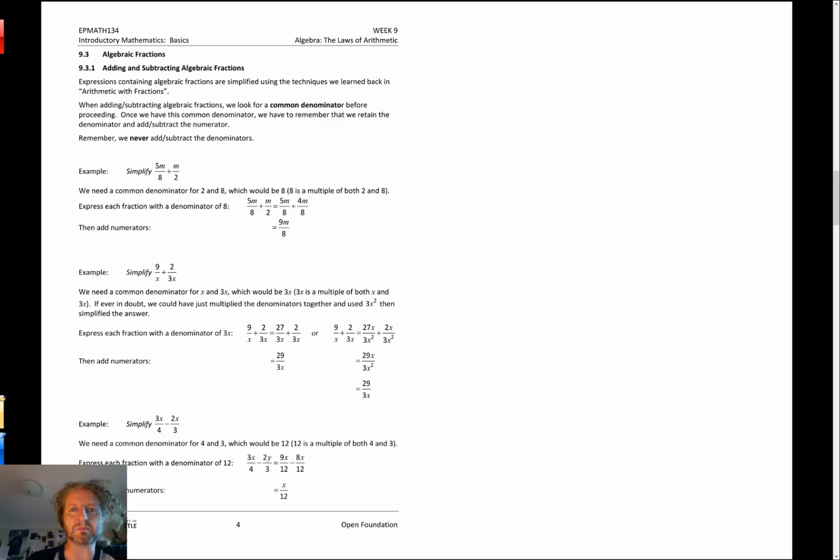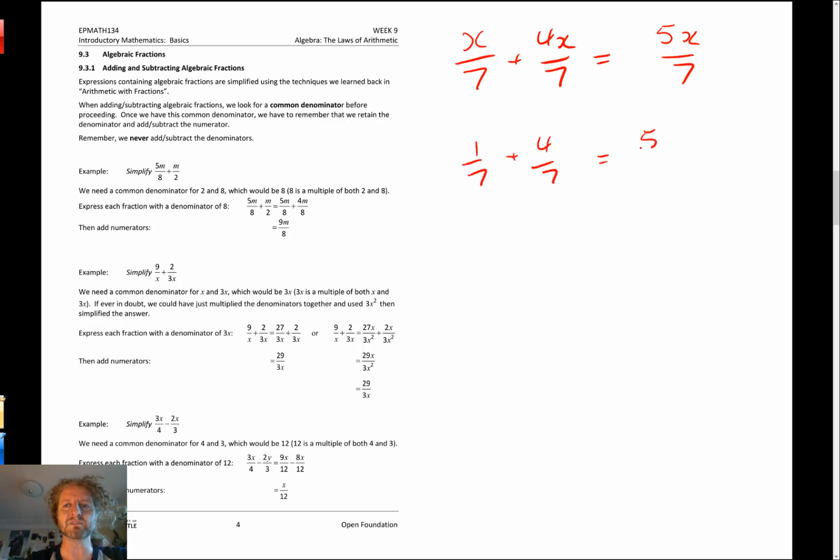First question, actually I'm going to put a different question in first. Algebraic fractions. What is x on 7 plus 4x on 7? Well, if they've got the same denominator, fantastic. I don't need to change anything. All I've got to do is add the tops. x on 7 plus 4x on 7, well, x plus 4x is 5x. So really that was just like asking what's a seventh plus 4 sevenths? Hopefully we would have said 5 sevenths. Each term just happened to have an x with it.